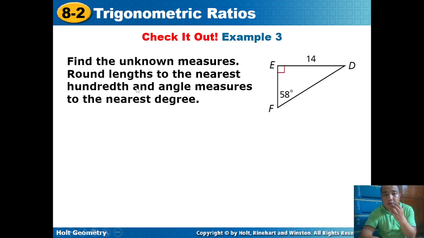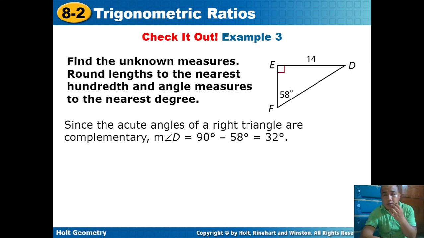Another: find the unknown measures. Round lengths to the nearest hundredth and angle measures to the nearest degree. Given triangle DEF, angle F is 58 degrees, and its opposite side is 14. Find EF, the hypotenuse, and angle D. First to solve is angle D. Since this is already 90, the sum of angle D and F is also 90 degrees. So 90 minus 58 degrees is 32 degrees. So angle D is 32 degrees.